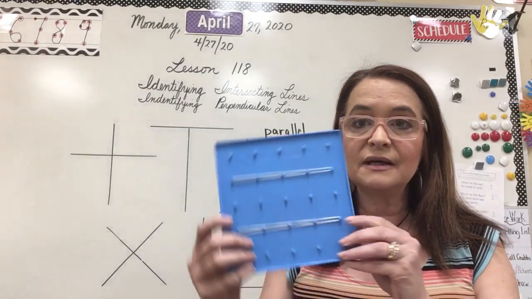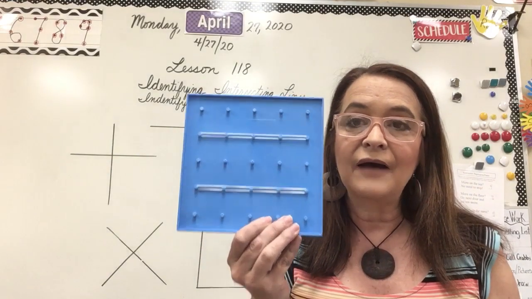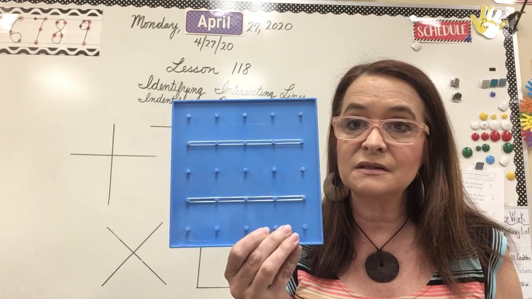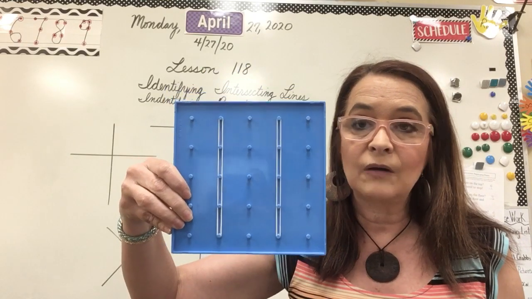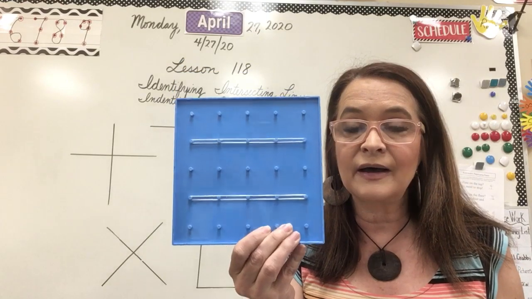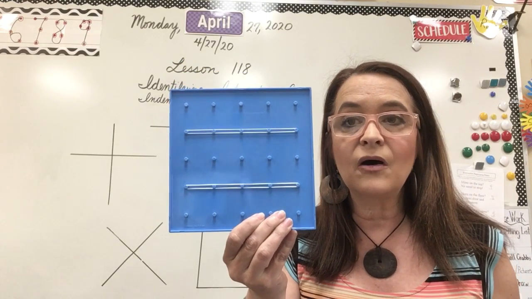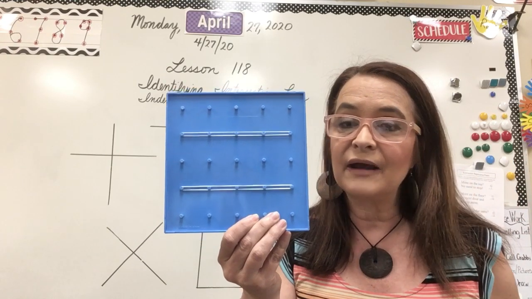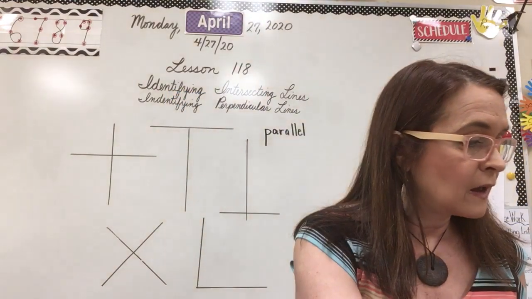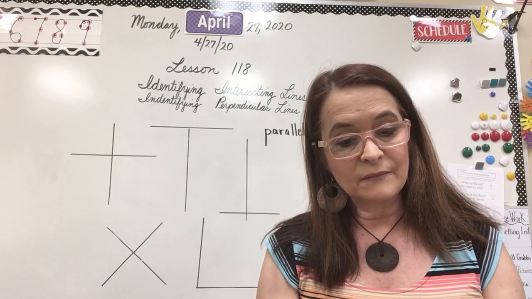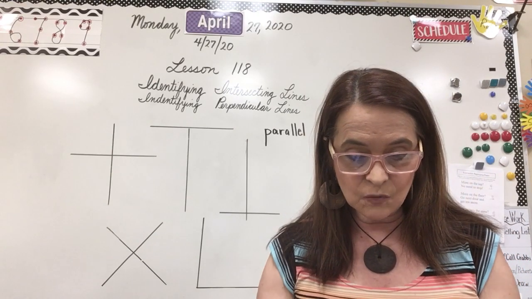As you can see on this geoboard, I've created a set of parallel lines. They are the same distance apart, no matter if I turn them this way or that way. They're the same distance apart, and if I continue the line straight out, they would never meet. Now today you're going to learn about line segments that meet in a special way.